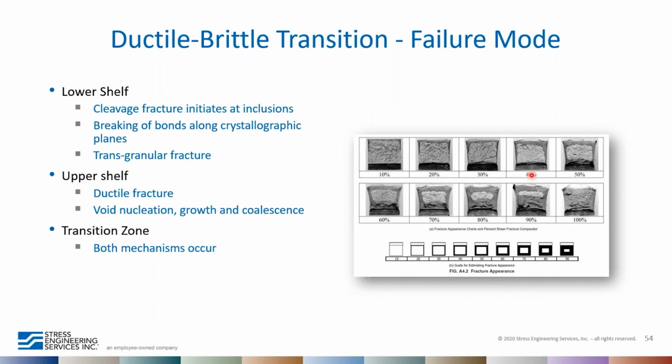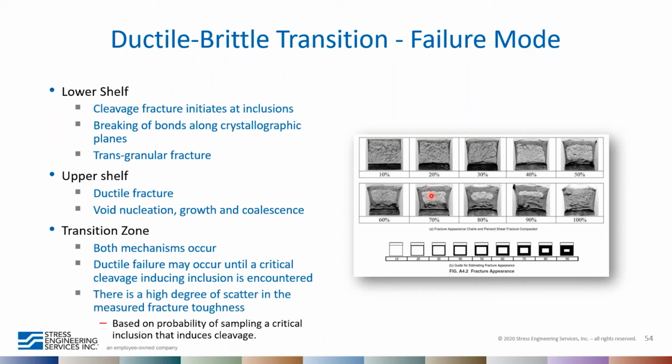The transition zone is in the middle between those two, where both mechanisms occur. In general, within that transition region, ductile failure may initially occur, but then all of a sudden a critical inclusion is encountered, which leads to cleavage fracture, and then you have that cleavage in the center. As a result of this mechanism, there's a high degree of scatter in the measured toughness because it is based on the probability of sampling a critical inclusion that induces cleavage.